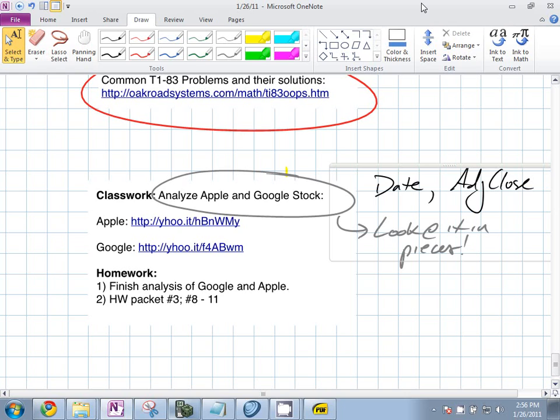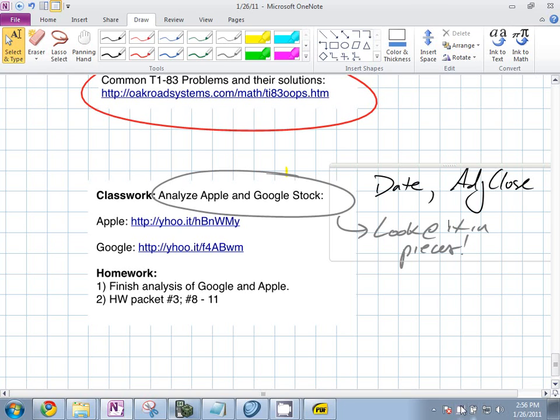Yes? I want you to do anything you want with it and tell me something interesting. It's totally up to you. Yes, free response. Tell me something interesting. For what? The two things, date and adjusted close. That's what you're analyzing. The notes are going to be up in about 10 minutes. But do you understand what you're doing for homework?